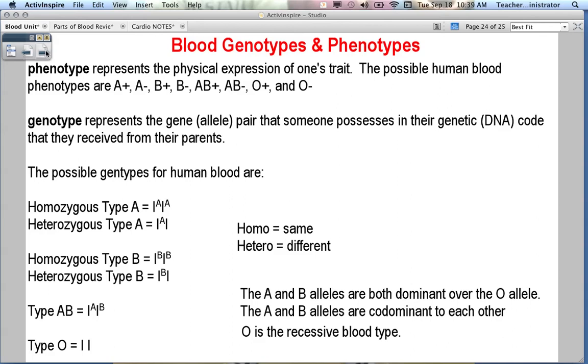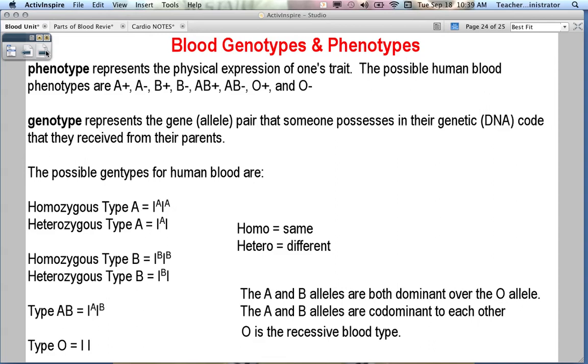In blood type, obviously you can't look at somebody and see their phenotype for their blood, but you can look at it on the blood slide when we do the lab, so we still consider that to be a phenotype. So again, there's those 8 possible phenotypes. Your genotype you can't see, it's your genetic code. It's the DNA that you got from your parents that codes for you to have a particular blood type.